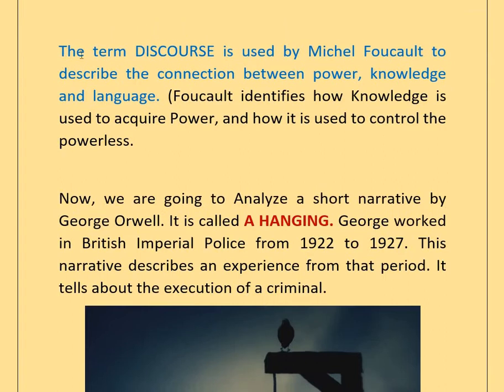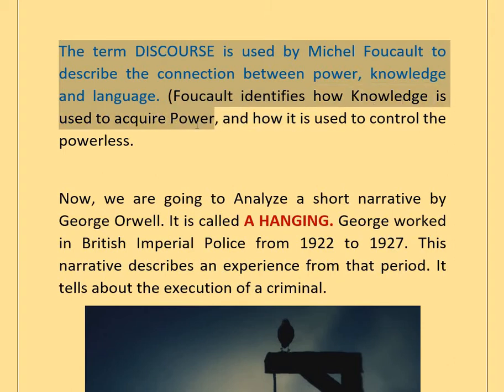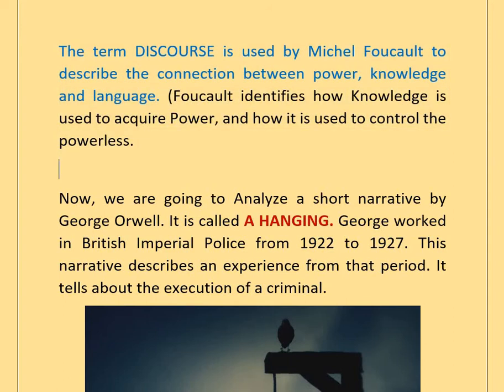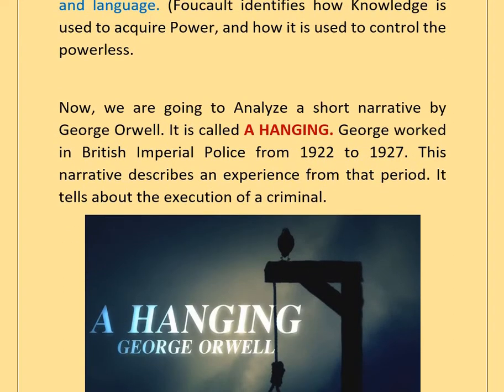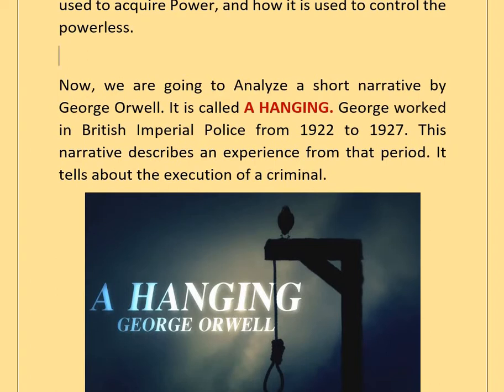The term discourse is used by Michel Foucault to describe the connection between power, knowledge, and language. Foucault identifies how knowledge is used to acquire power and how it is used to control the powerless people. Now we are continuing our exercises of finding the politics of the texts.